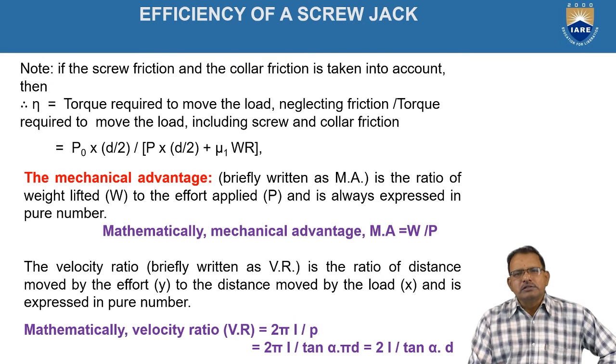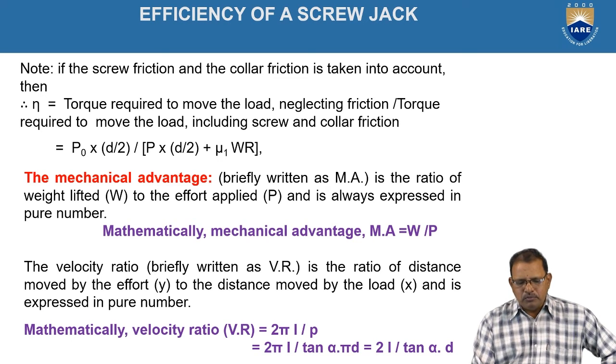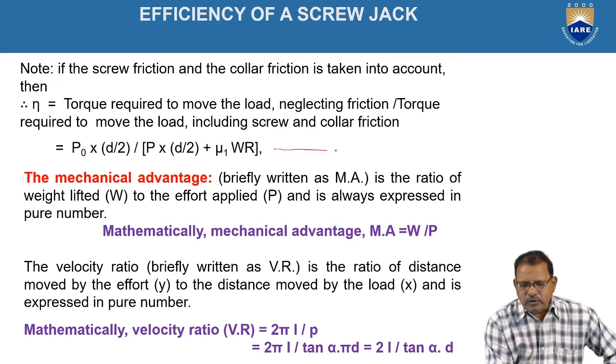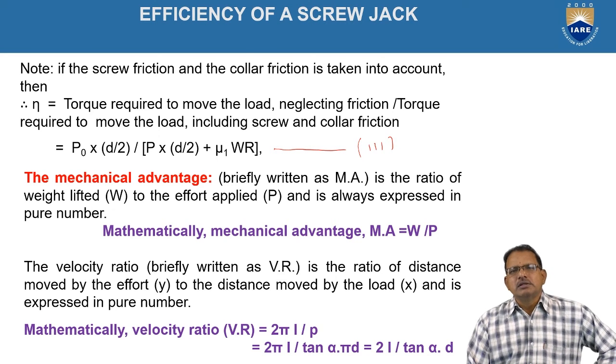Hence, the efficiency of the screw jack is given by ideal effort divided by the total effort that is applied to overcome the frictions between the screw and nut and the collar, which is given by P0 into D by 2 divided by P into D by 2 plus mu1 into WR. It is given in the equation number. Okay, some more definitions also are required in determining efficiency of a screw jack.